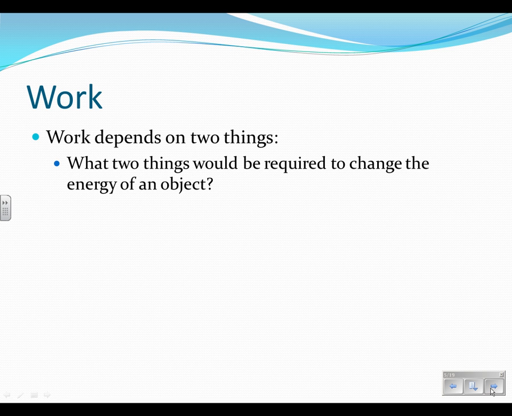So work is only accomplished if you do 2 things. What 2 factors determine the amount of work? Force and displacement. We'll say distance or displacement, kind of the same thing in this case. So you've got to have 2 things, force and displacement. The amount of work that you do on an object depends on the force you apply to it, and then how much it moves because of what you apply to it. And that's how we change the energy of this object.